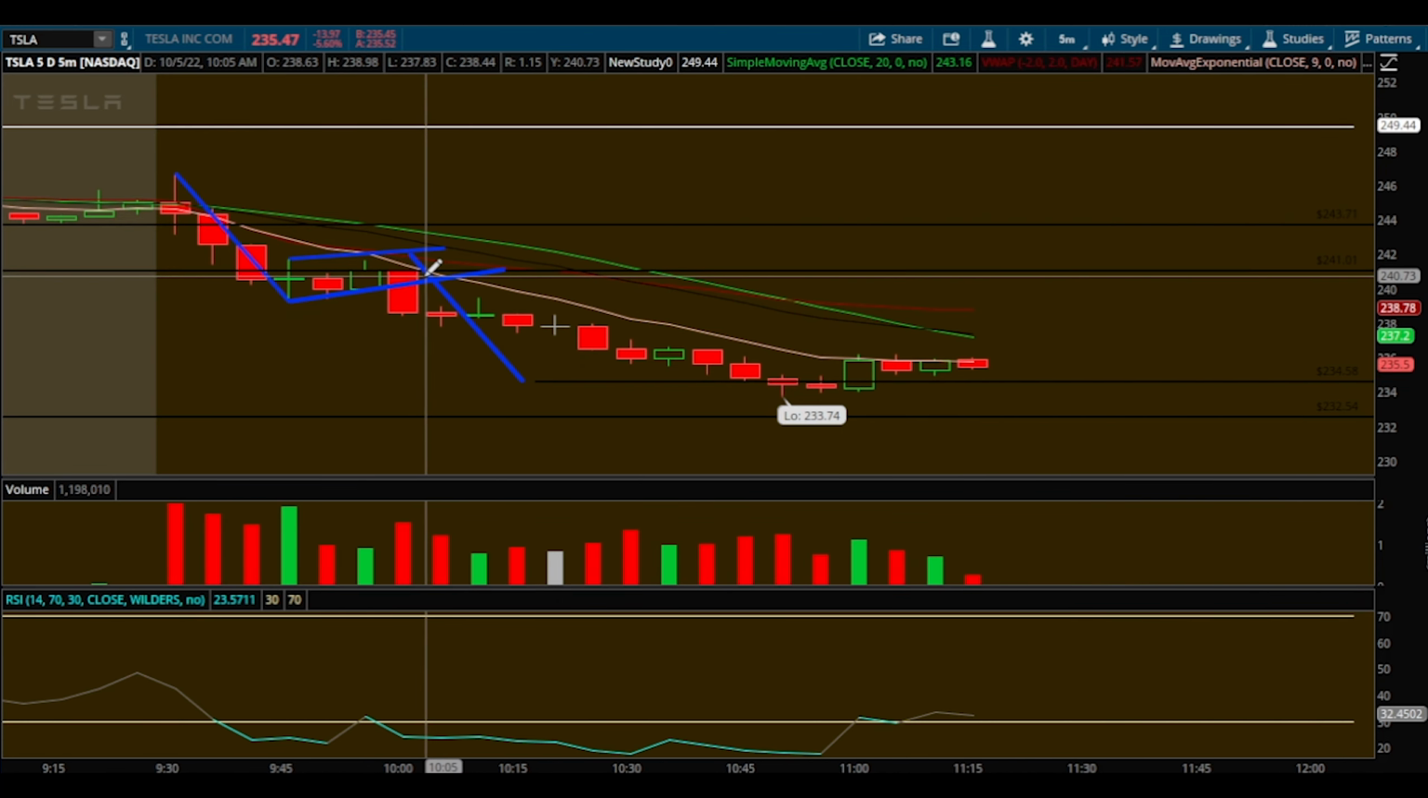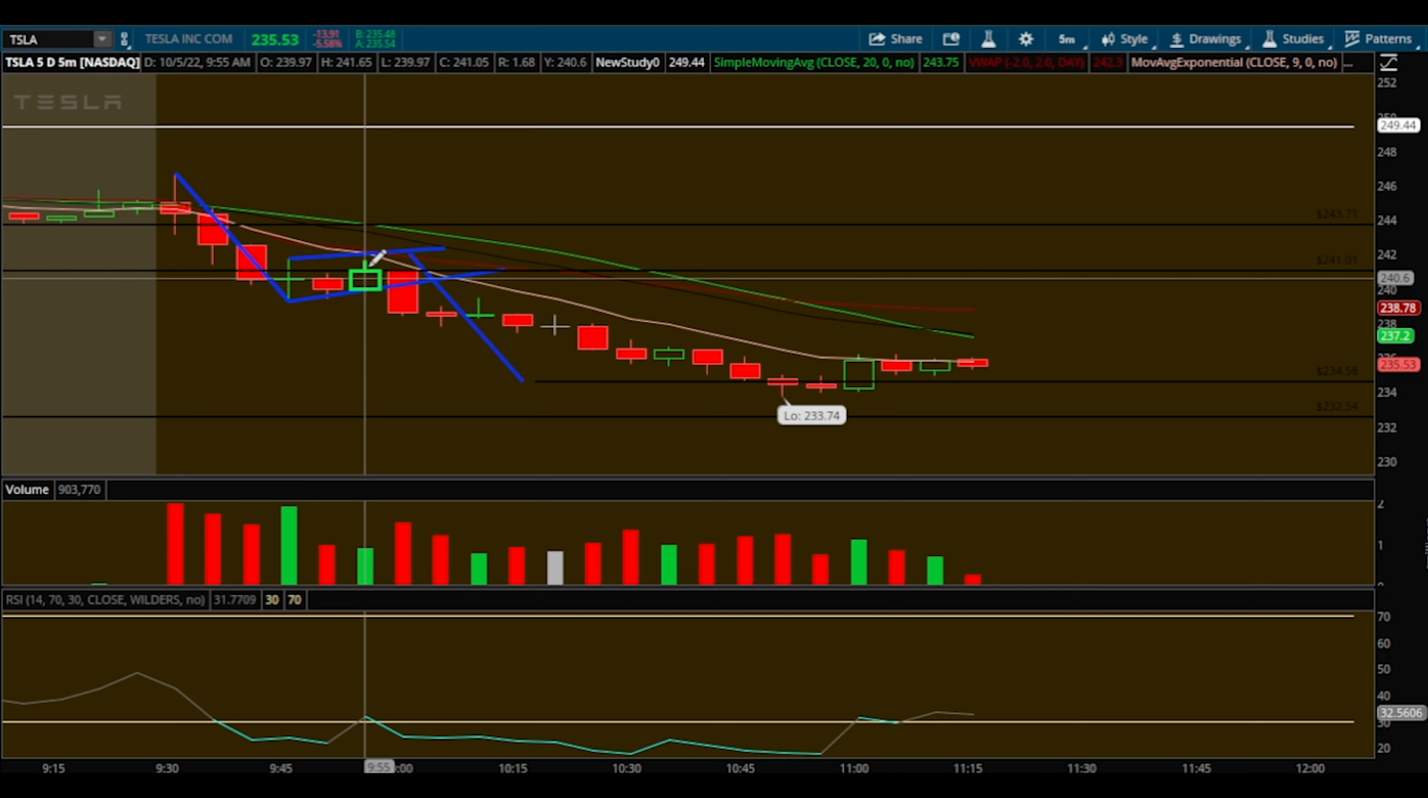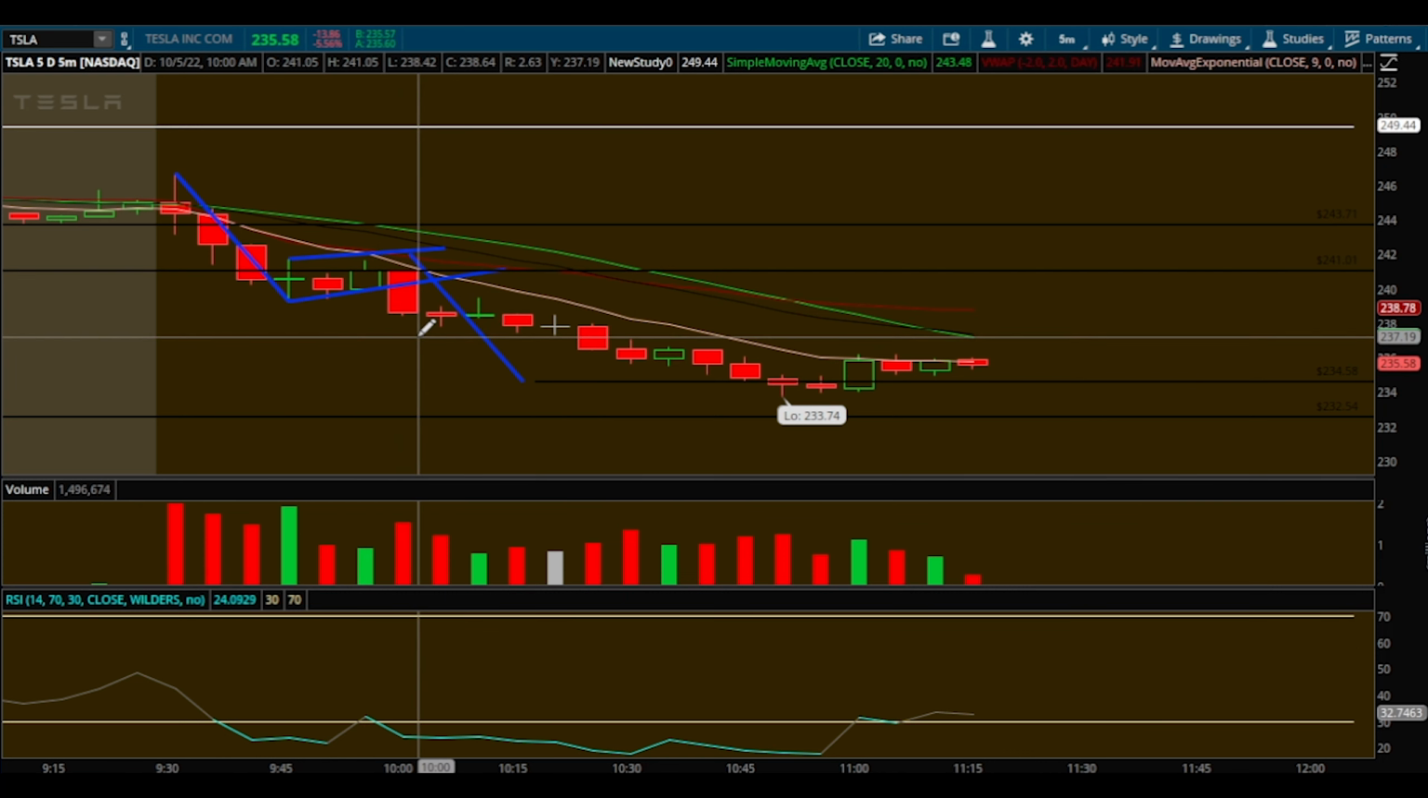First off, I took my entry off this 9 EMA here, so around that 241-ish area. So we had a nice push down. We consolidated back. Then we pushed off. The same thing with a bull flag.